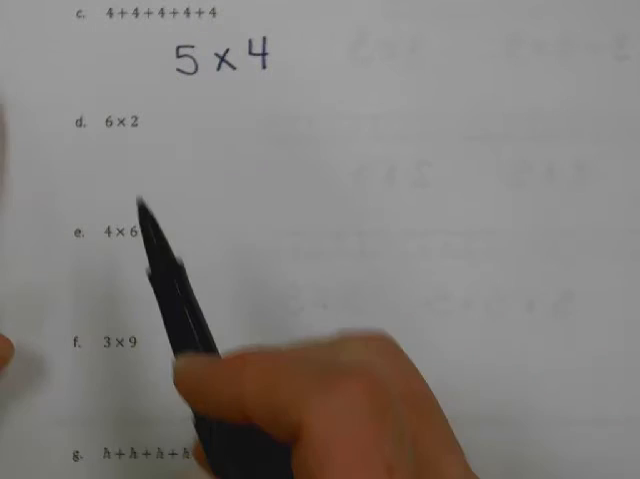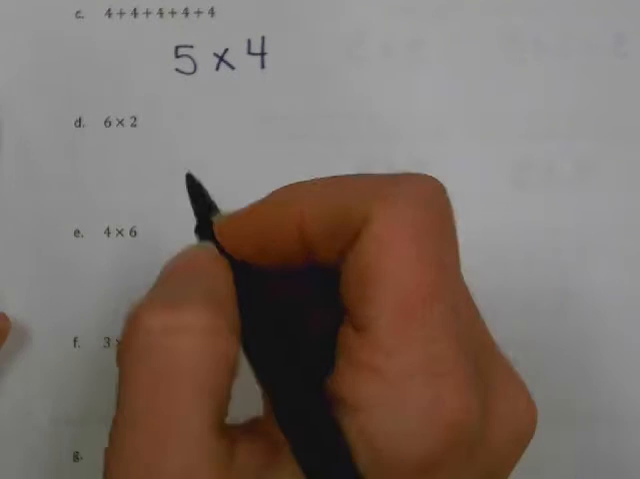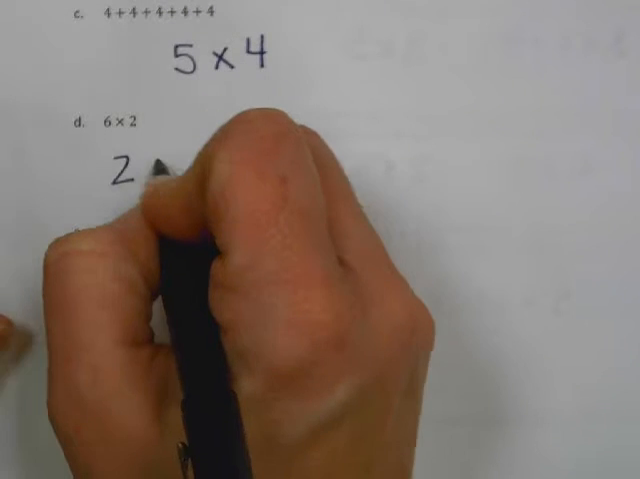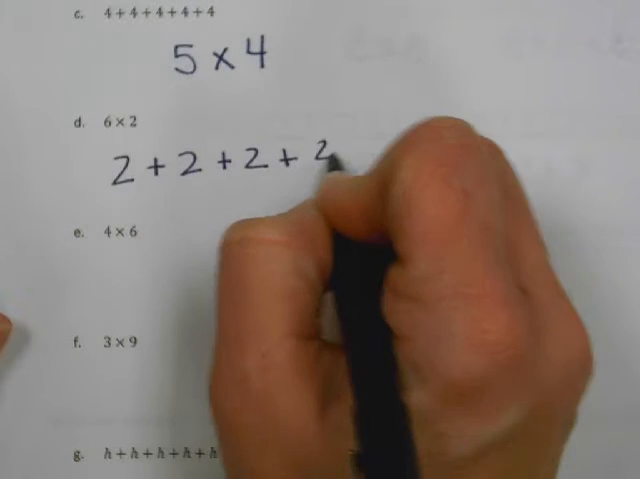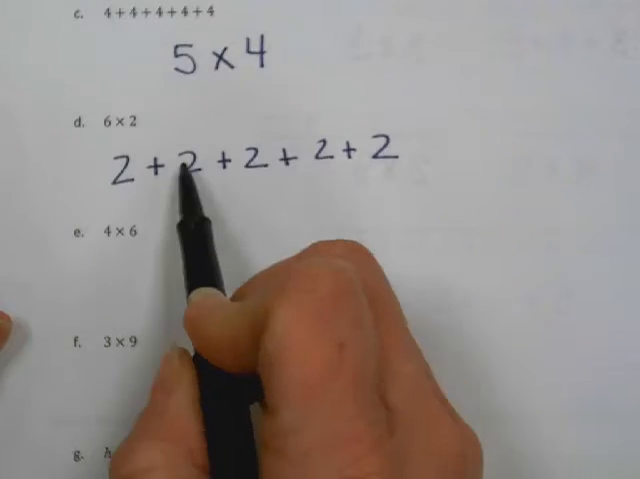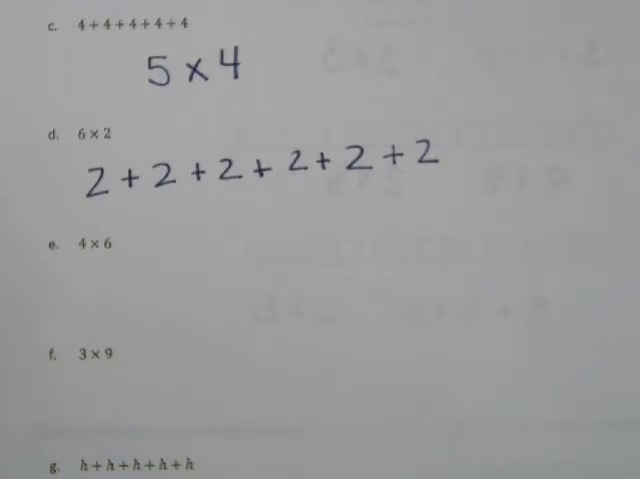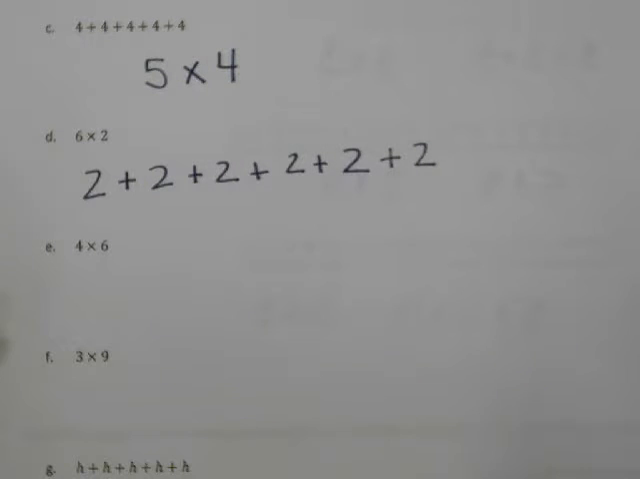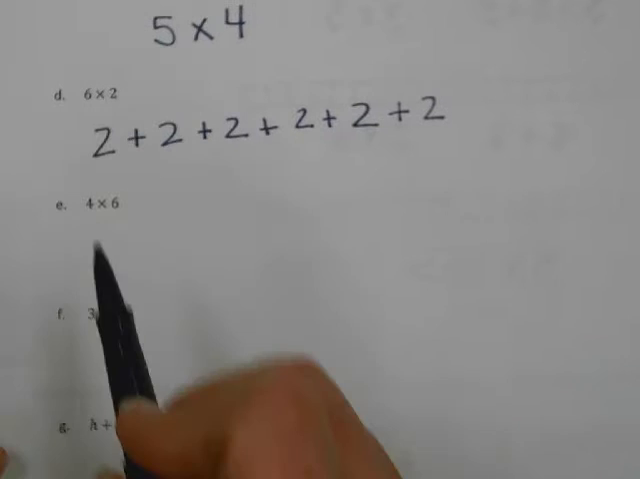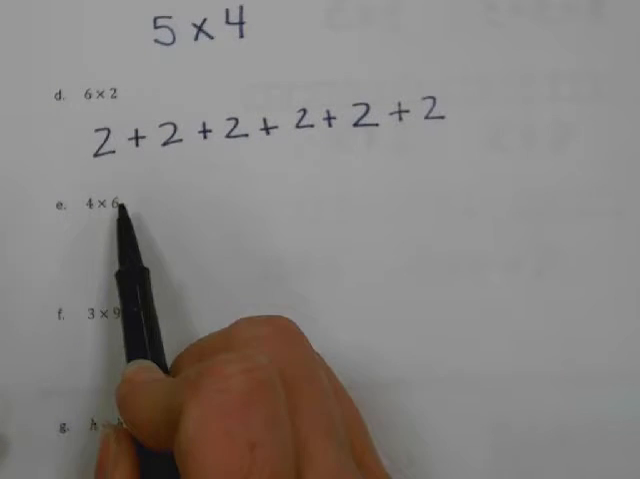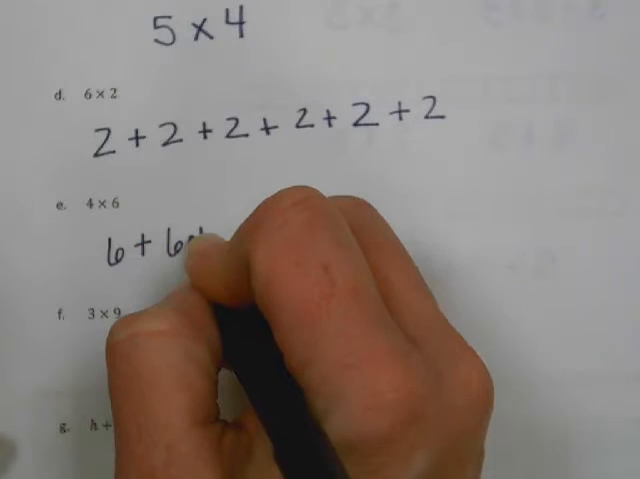So if I read this using groups of, then I see 6 groups of 2. That means I am adding 6 2's. So I'm going to write a repeated addition sentence that would have 6 2's added: 2 plus 2 plus 2 plus 2 plus 2, and 1 more. 6 2's added. And that would be the same as 6 times 2, which we know the product, or the answer, is 12. 4 times 6, 4 groups of 6. So that means I would have 4 6's that I'm adding.